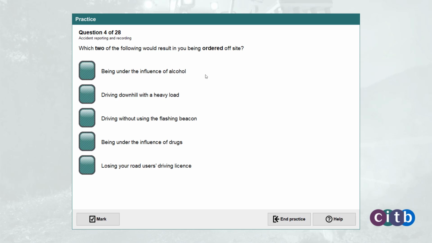Which two of the following would result in you being ordered off-site? Being under the influence of alcohol. Driving downhill with a heavy load. Driving without using the flashing beacon. Being under the influence of drugs. Losing your road user's driving license.